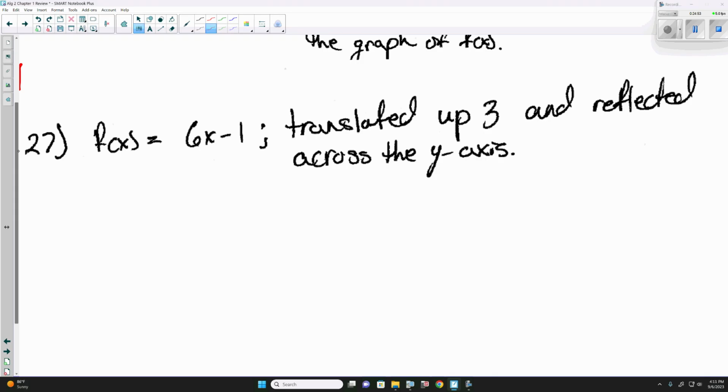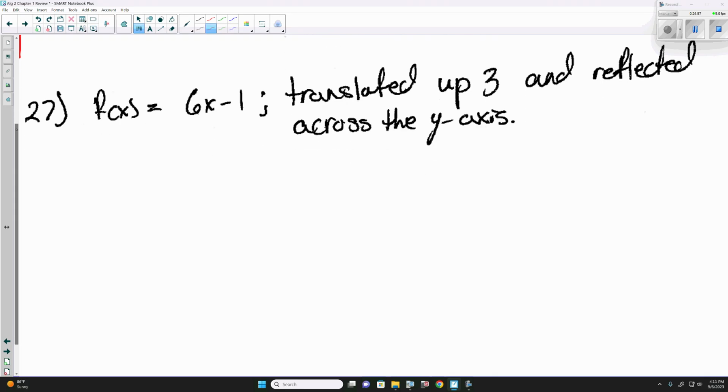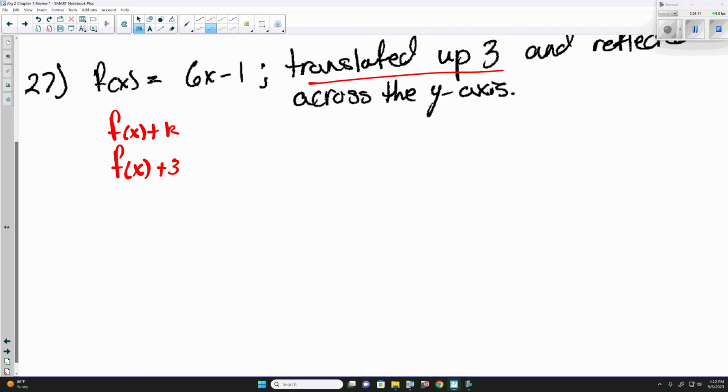Let's look at 27. Translated up 3 and reflected across the y-axis. So the first thing, again, we do them in order, is translated up 3 units. So we'd have f of x plus k. Now for this one here, our value of k is 3, and since it's up, it will be positive. Since we still just have f of x, we can replace it with its function. We'll have 6x minus 1 plus 3.